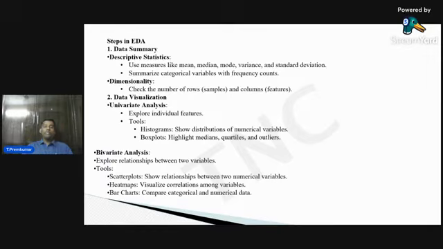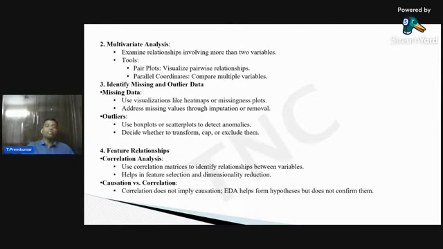And the next one is bivariate analysis. Bivariate analysis explores the relationship between two variables. The tools used involve scatter plots, heat maps, and bar charts. So these are the tools that can be used for bivariate analysis in data visualization.